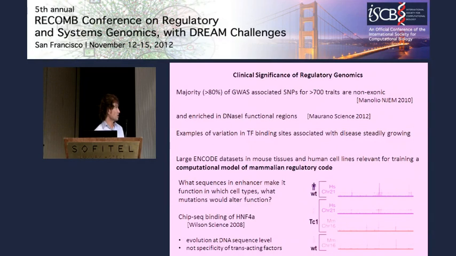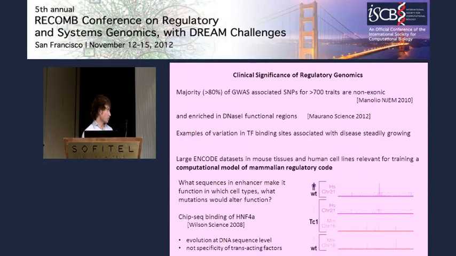I just want to underscore the fact that the majority of the GWAS-associated SNPs with now several hundreds of traits are mostly found not in exons, but in intergenic regions, are not linked to exons. These are enriched in DNA functional regions, hypersensitive regions, and there are now a steadily growing number of examples of variation in TF binding sites that are associated with these phenotypes.